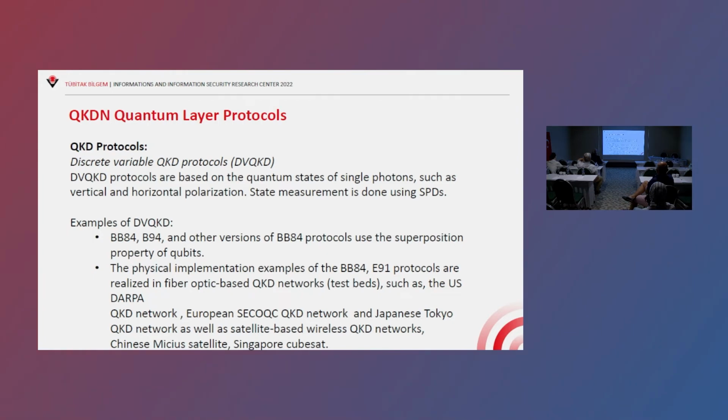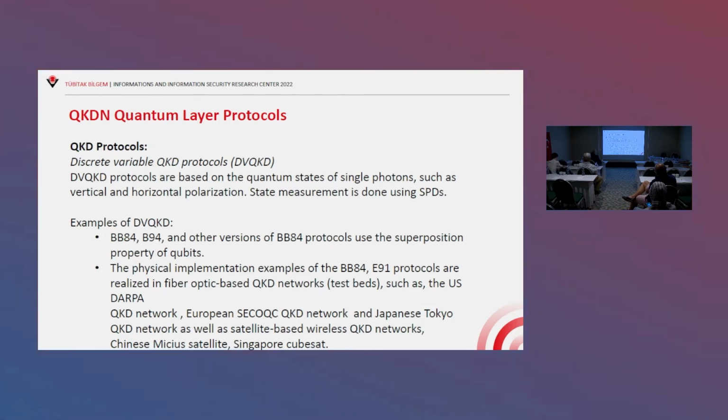Are there any implementations of these QKD protocols? Yes, there are. There are many test beds worldwide, in Europe, in Japan, and the most recent one is the Chinese MICIUS satellite system, where a low Earth orbit satellite transmits an entangled pair of photons to two stations on Earth, two locations, and then going through the Bell state analysis and other security checks, one could distribute entangled pairs and consequently a secure key to two parties.